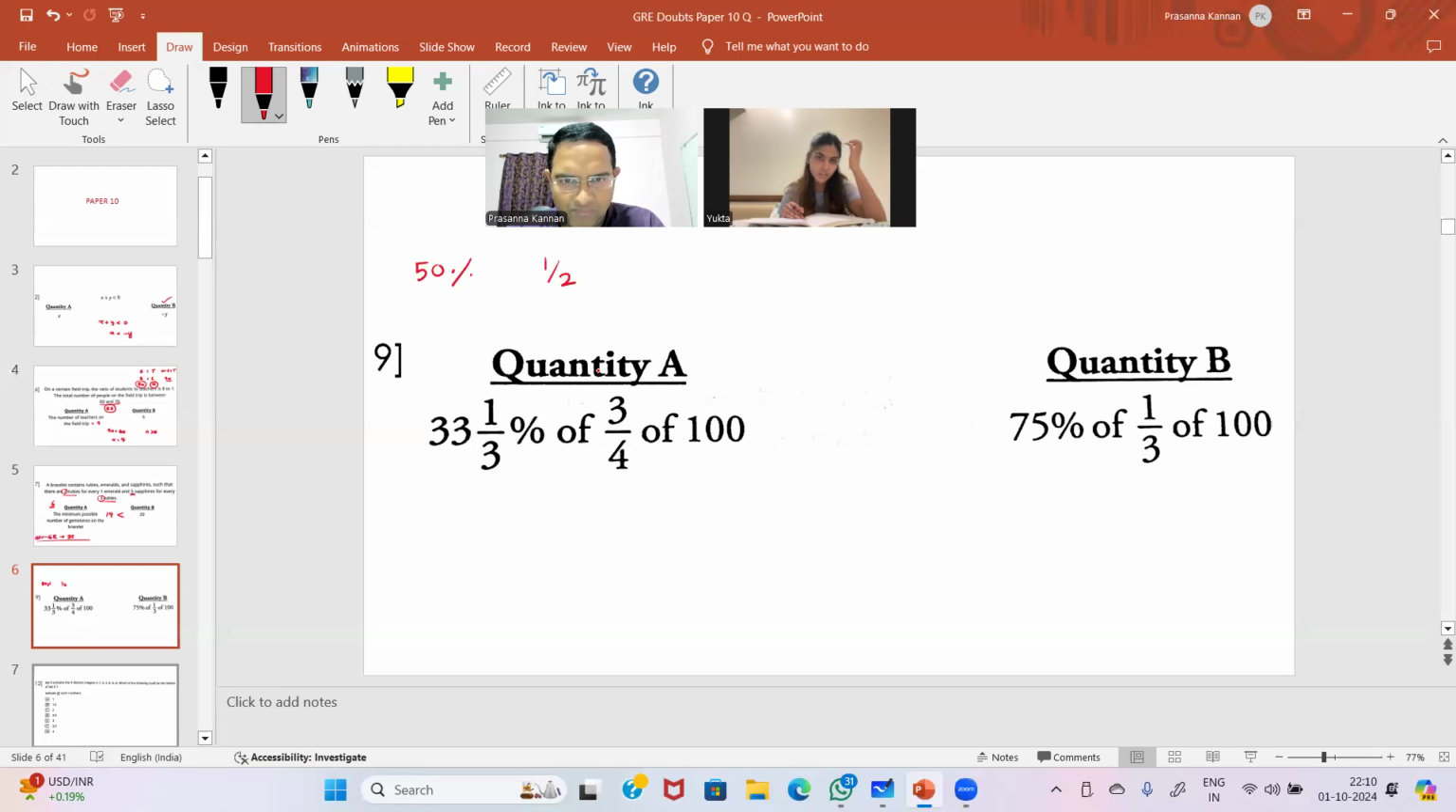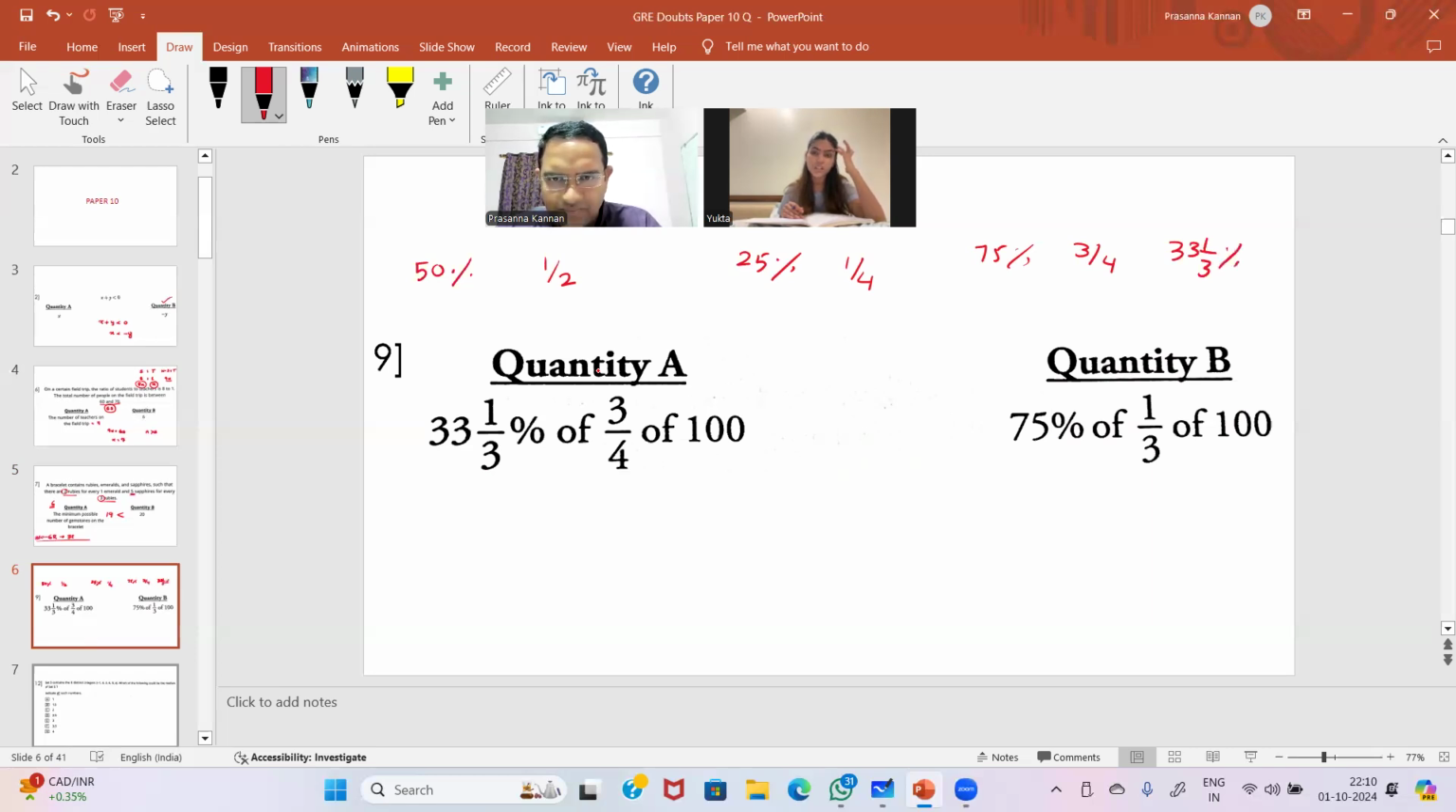That's correct. Suppose I say 25%. What is the fraction that represents this? 1 by 4. Exactly. Suppose I say 75%. What is the fraction that represents this? 3 by 4. Exactly. Suppose I say 33 and 1 by 3%.